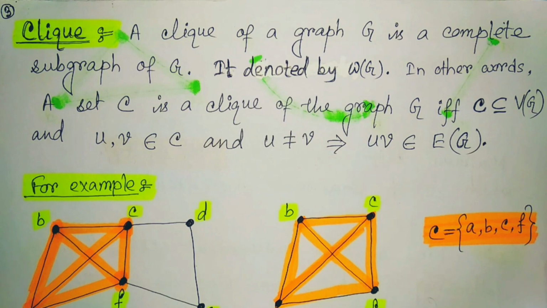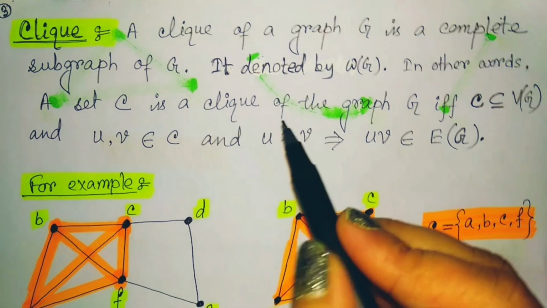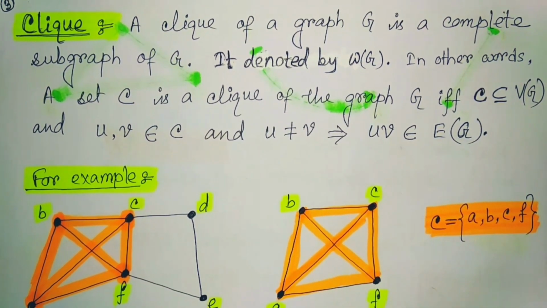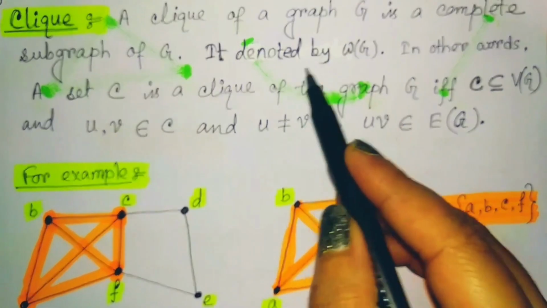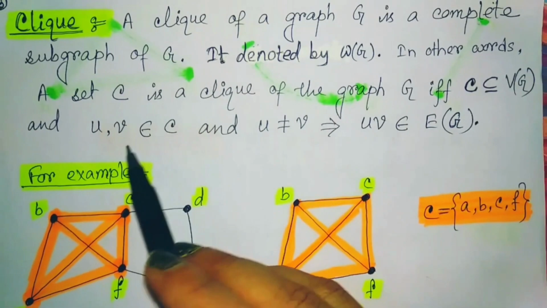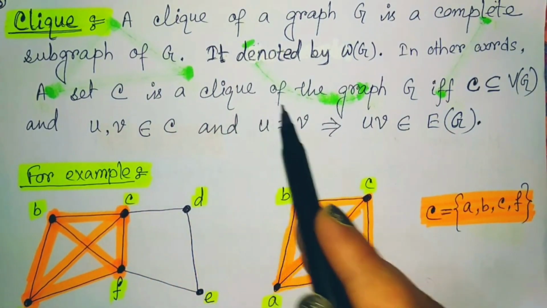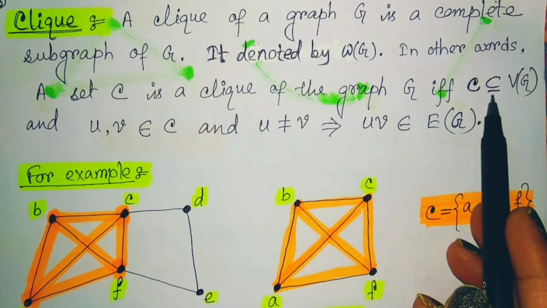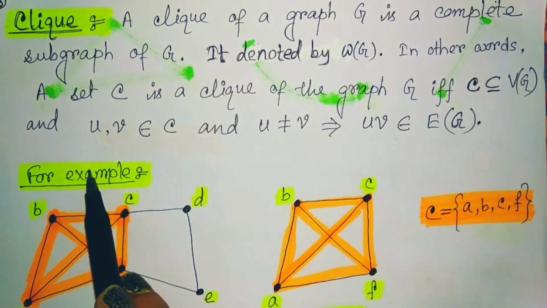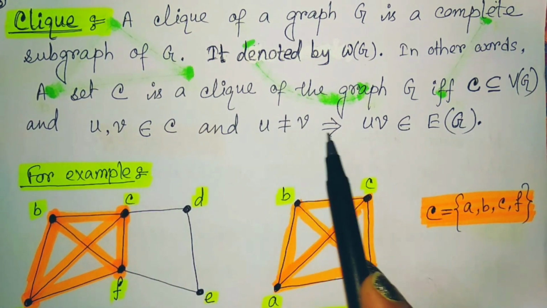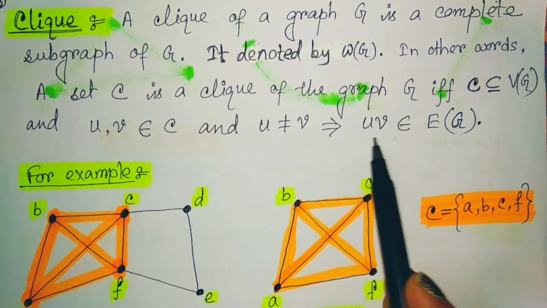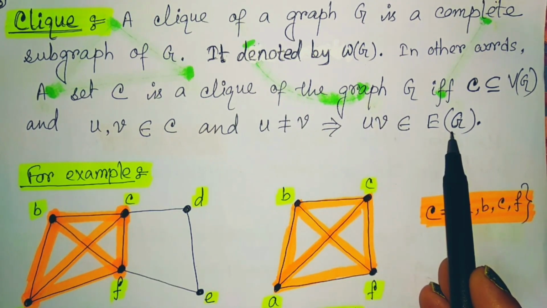In this video lecture, we come to know about clique. A clique is again a type of subgraph. A clique of a graph G is a complete subgraph of G. What does it mean? It is denoted by omega G. In other words, a set C is a clique of the graph G if and only if C is a subset of the vertex set of G, and for any two vertices U and V of C where U is not equal to V, the edge UV belongs to the edge set of the graph G.